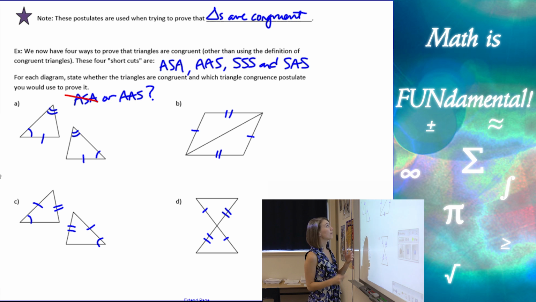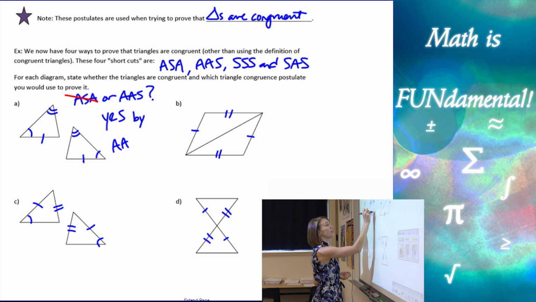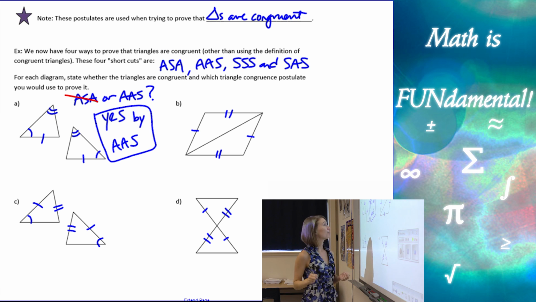For AAS, we have two angles and a side not included, or not in between the two angles, but it has to be a corresponding side. Here, if we look at our diagram, we have two sets of angles, and sure enough, we have a corresponding side. So yes, they're congruent by angle-angle-side for example A.